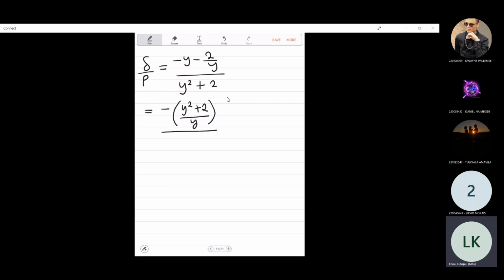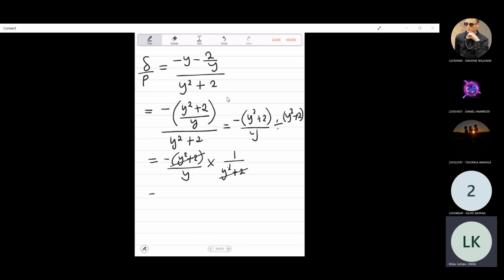Then in the denominator, we have y squared plus 2. So this is negative (y squared plus 2) over y, divided by y squared plus 2. Our division will change to multiplication, and then you have the reciprocal. This is negative (y squared plus 2) over y times 1 over (y squared plus 2). You can see that those two cancel. I have negative 1 over y.